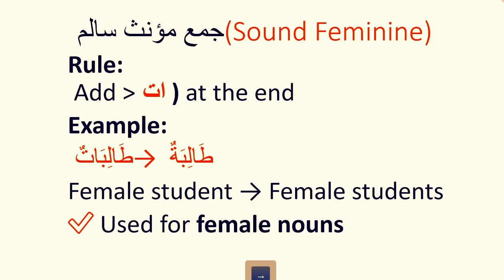Okay, next thing we have jama muannas salim, like sound feminine. So also we have rules, and at the end of the singular we can put alif and ta. So talibatun, after ba we put alif and ta, so it is made automatically like sound feminine. It means female student, and it's used for just female nouns, not for male nouns.